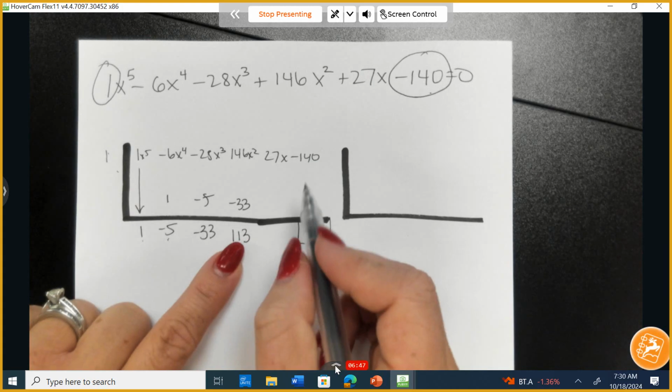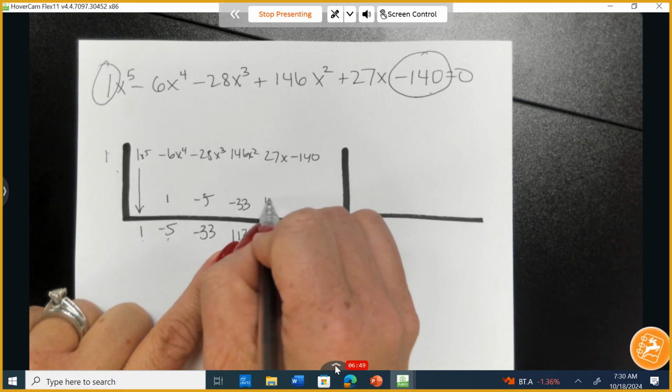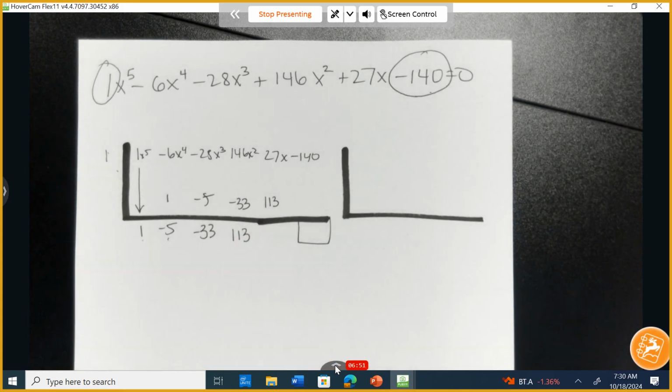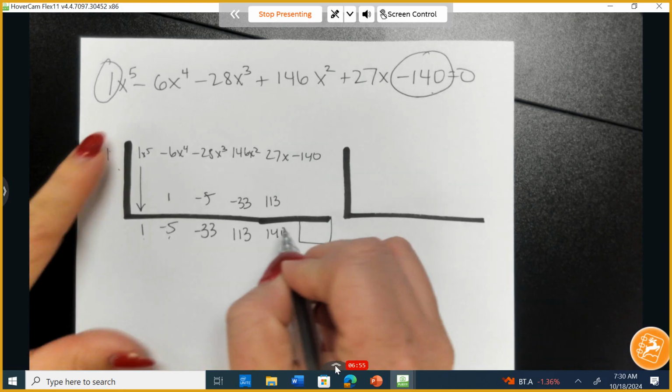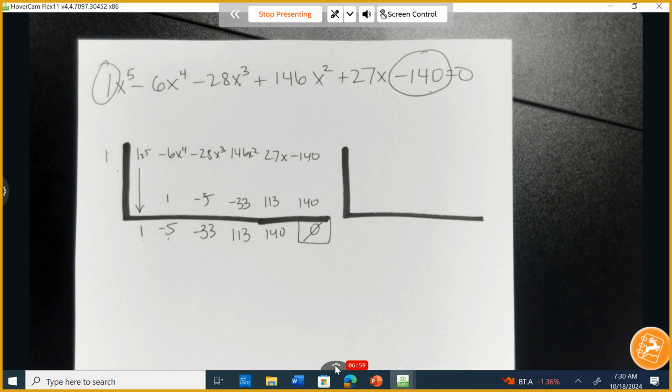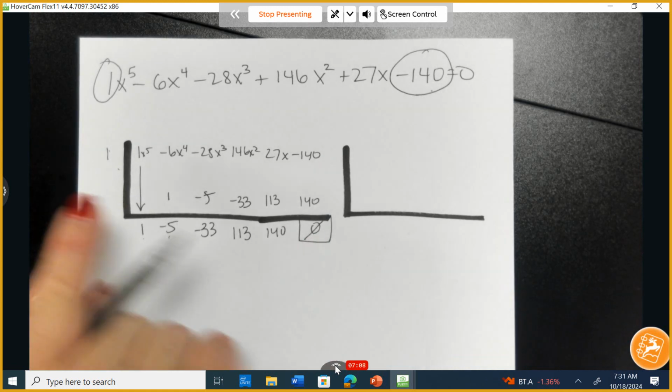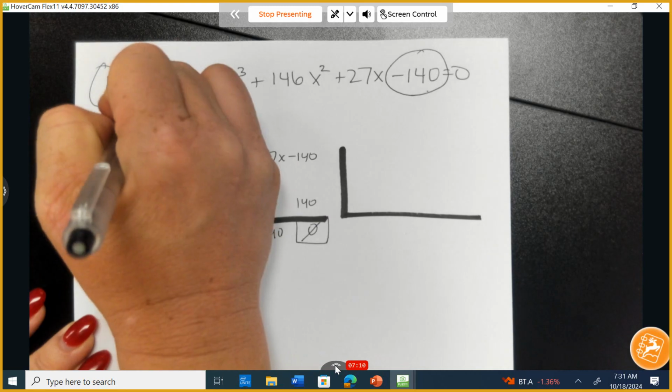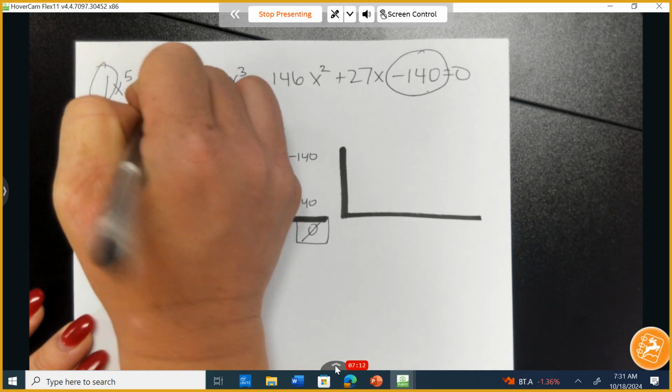Okay, I'm going to take 1 times 113. Please add 27 and 113. What do you come up with? 140. I'm multiplying again. I'm adding down and I get 0. Turn to your group. What does this mean? Turn to your group, not to me. What does that mean? It means whenever I get a remainder of 0, what I just tested works. So I know one of the real solutions is 1.